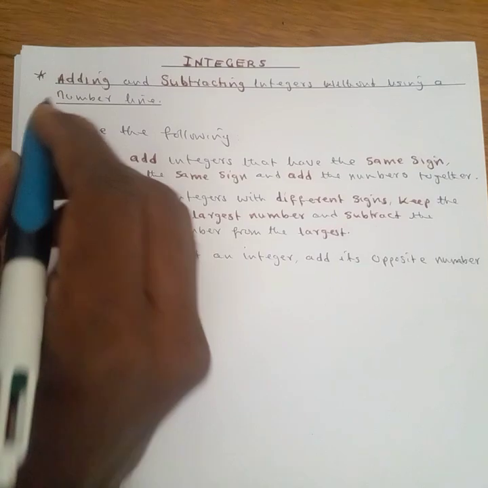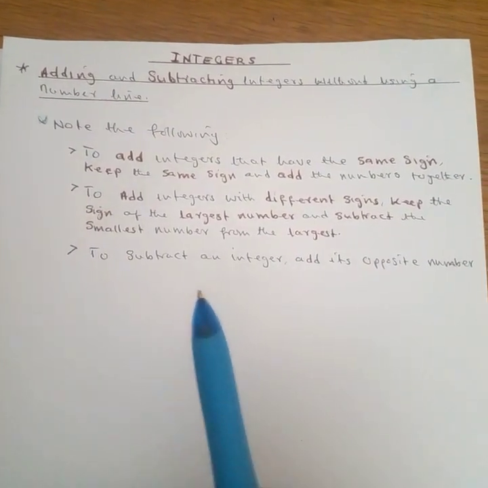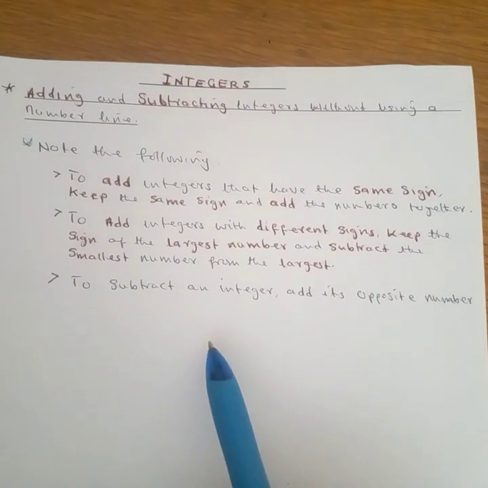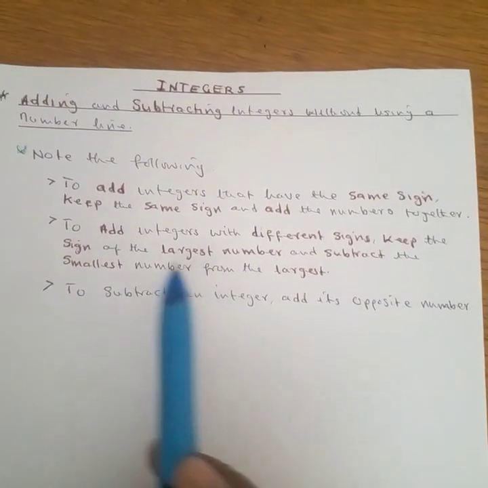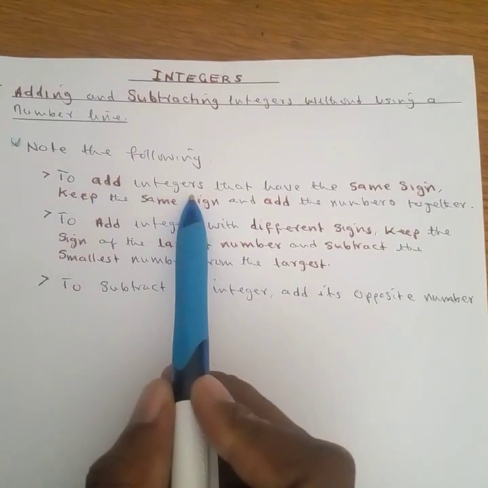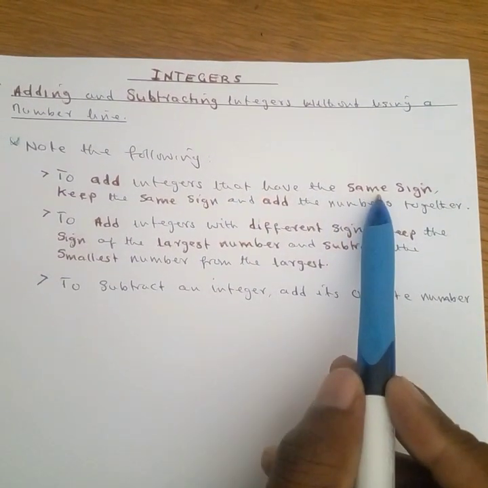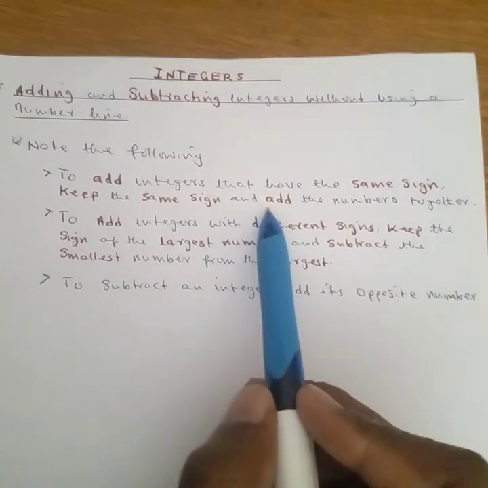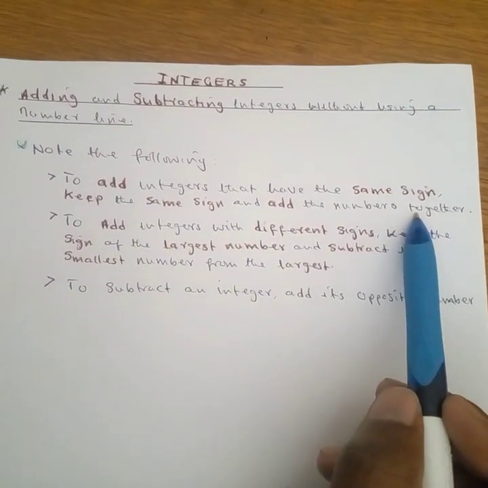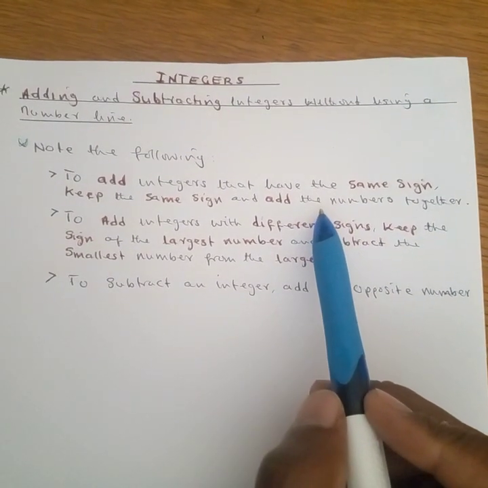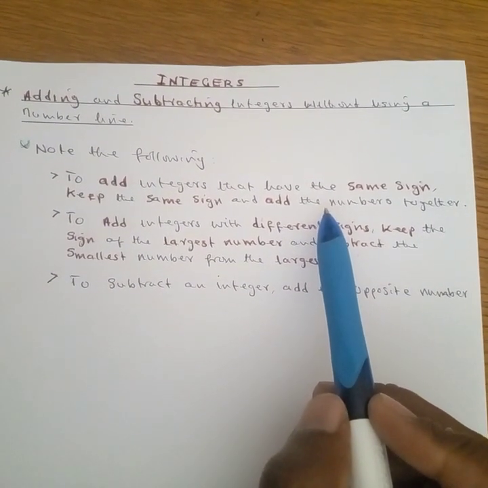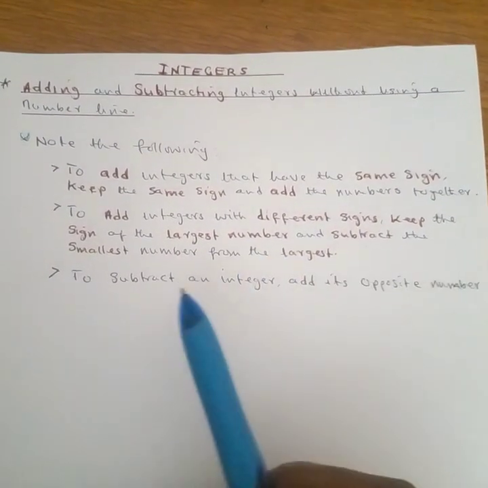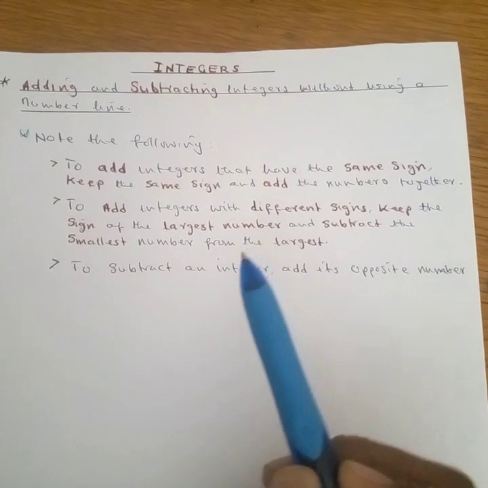I have written them down so that you can pause the video and also write them down, so once you forget, you can just have a look at what you have written down and remember. Number one concept, to add integers that have the same sign, keep the same sign and add the numbers together. So if the integers have the same sign, for example, positive 1 plus 1, the sign is the same, so keep the sign, which is positive, and add the numbers together, which is going to be positive 2.